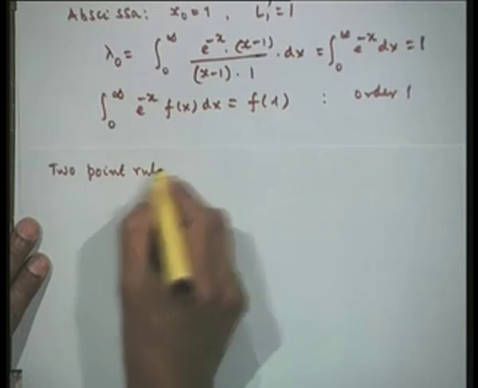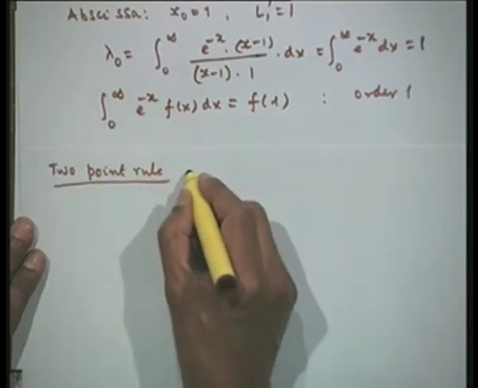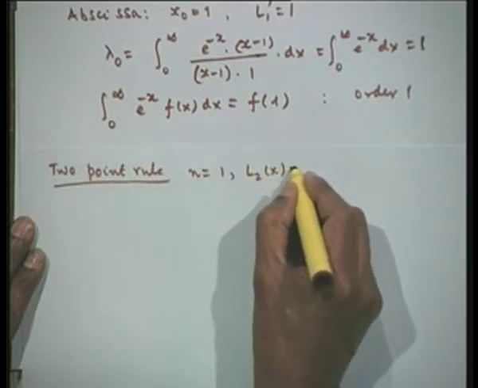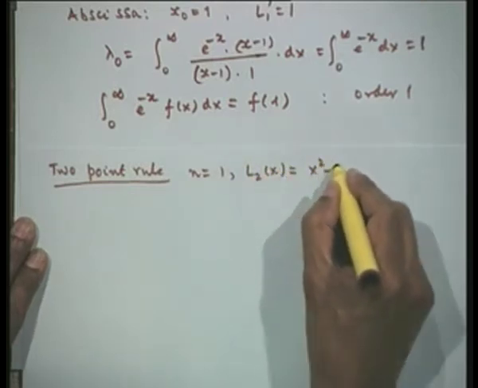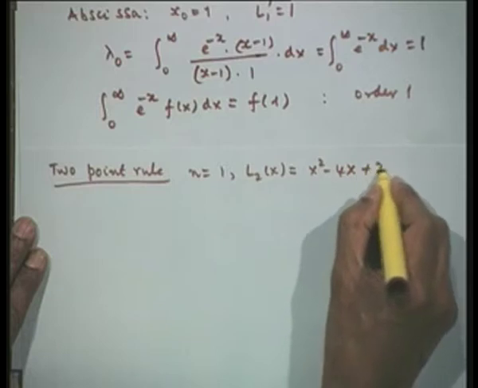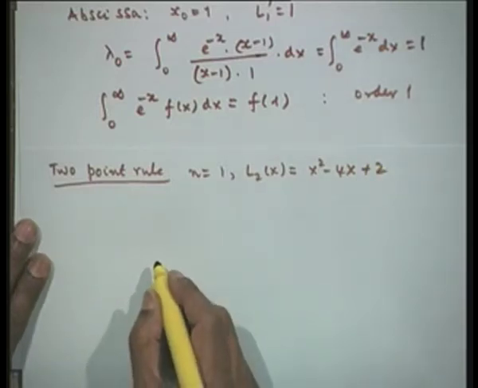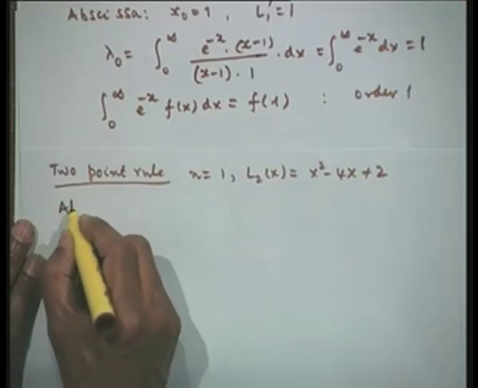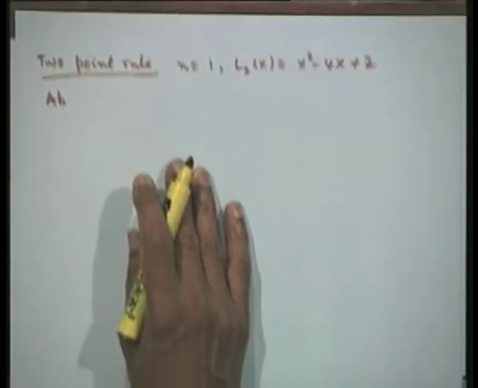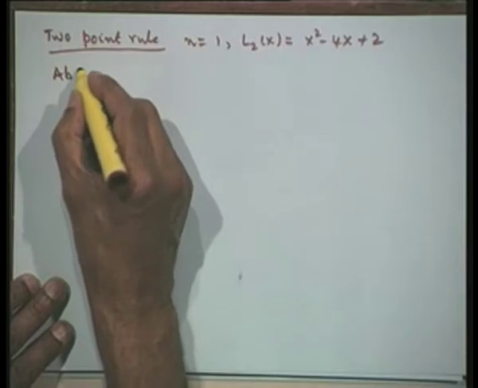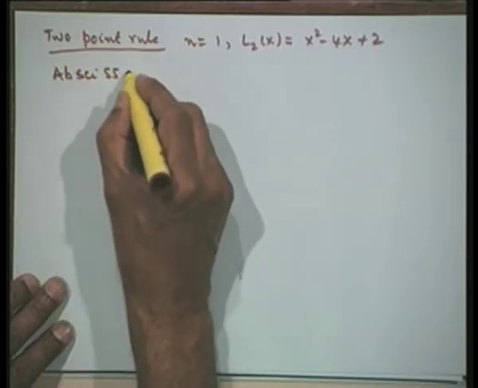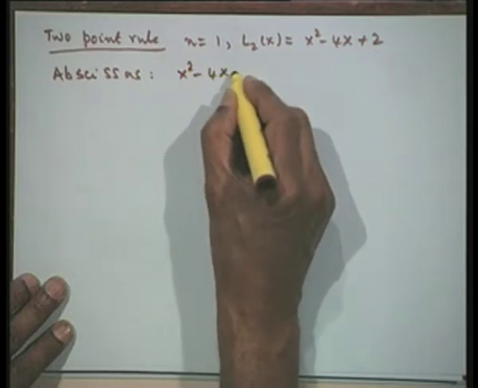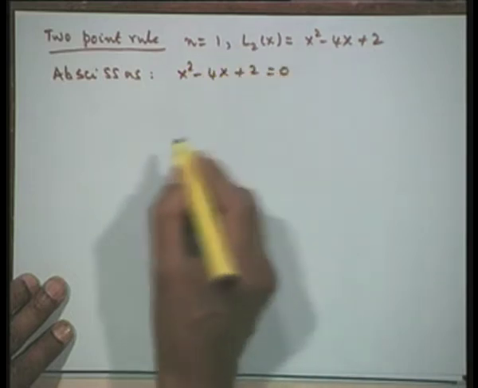N is equal to 1. So, we will have L2(x) is equal to x squared minus 4x plus 2. Therefore, let us put L2(x) equal to 0 and get our abscissas. So, we will get the abscissas from x squared minus 4x plus 2 is equal to 0.